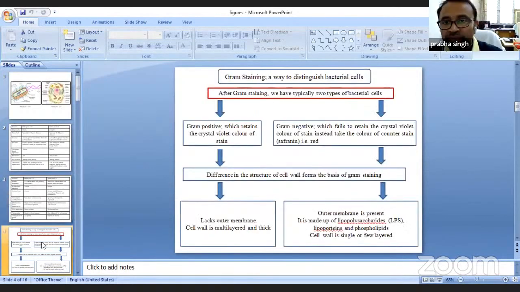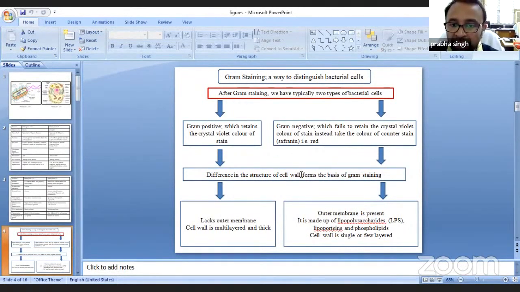So now, what are the ways to distinguish bacterial cells? Gram staining, which was discovered by Christian Gram, is a way to distinguish bacterial cells. After Gram staining, we have typically two types of bacterial cells. Gram positive, which retain the crystal violet color of the stain, while Gram negative, which fail to retain the crystal violet color of the stain. Instead, they take the color of the counter stain, and the counter stain is safranin, which is of red color.